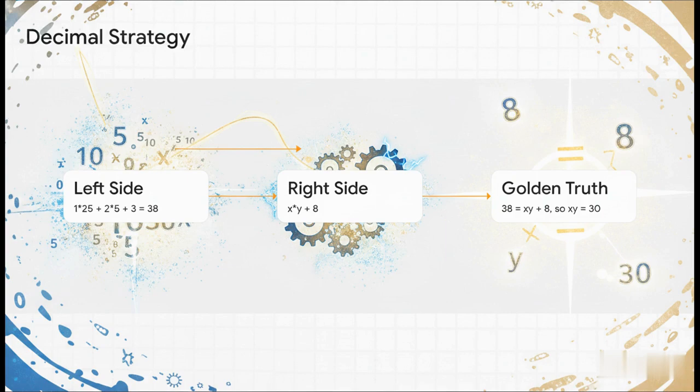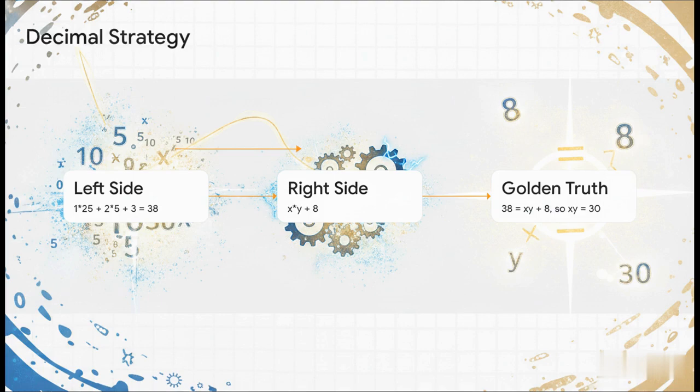So let's look at step 1, the left side. We have 123 in base 5. To expand this, we just multiply each digit by increasing powers of 5, starting from the right. So that's 1 times 5 squared, plus 2 times 5 to the first power, plus 3 times 5 to the 0 power. Do the quick math there, 25 plus 10 plus 3. That gives us 38.